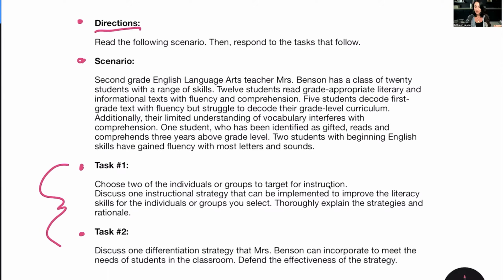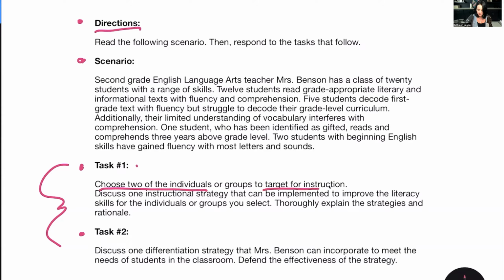Otherwise, you read the scenario, then you read the task, then you forget the scenario. You got to go back and look at the scenario, and it's a mess. So let's just go to the tasks first. And here we have task 1. Let's read it. Choose 2 of the individuals or groups to target for instruction. So we need to choose 2 groups or individuals to target.